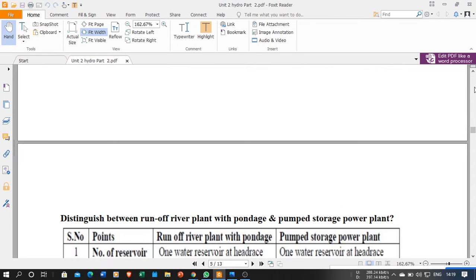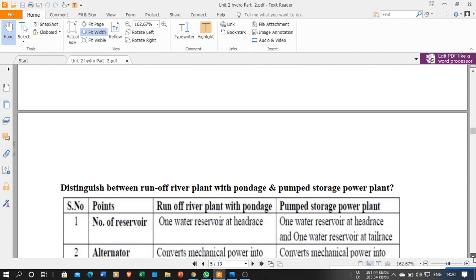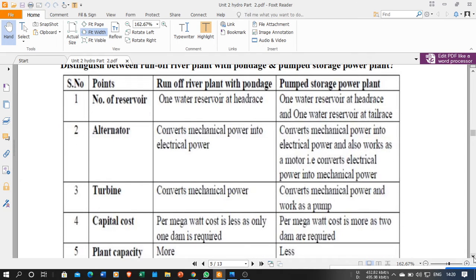Okay, runoff river plant versus pump storage power plants. We have discussed all this in the previous lecture. Now what is the basic difference? What are the differences between runoff river plant with pondage and pump storage plant? In case of runoff river plant, there is one water reservoir at headrace, that means at the upper level.